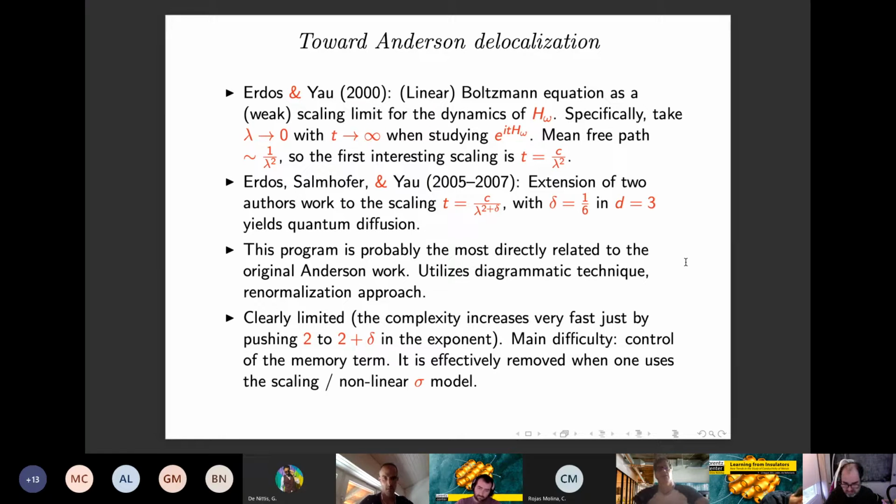The idea here is that you consider the case when lambda goes to 0, but you want to look at the long-time behavior of this model, and that's what the scaling limit is. You look at the mean free path for this model, and you see that it is given, roughly speaking, by 1 over lambda squared. So the first interesting scale, when you start to see collisions, is C over lambda squared. That's what they studied, and in this scaling limit, they obtain the Boltzmann equation.